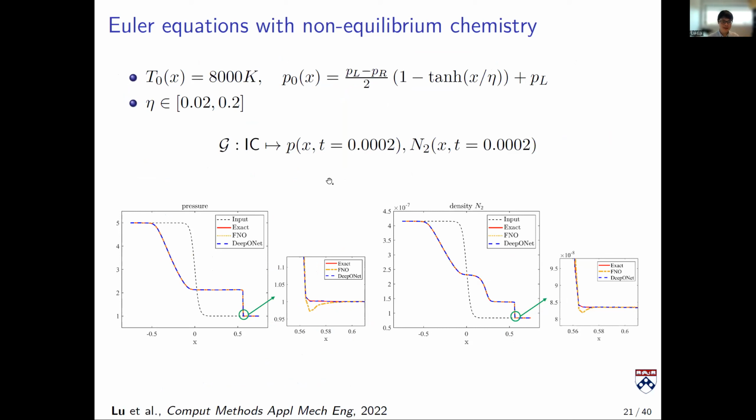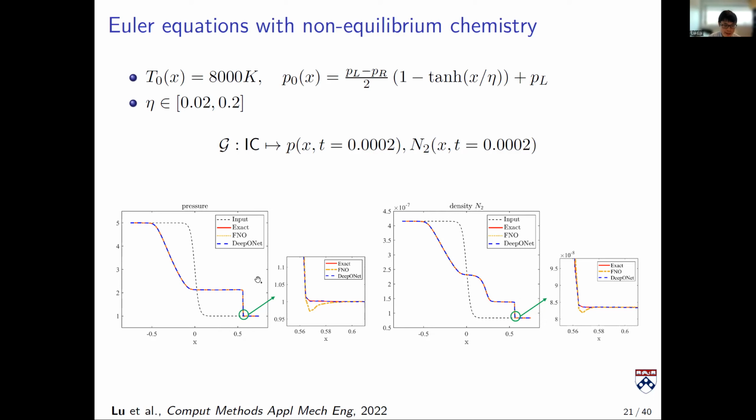So for this problem, let's look at a specific example. We have the initial condition of different pressure and a different density as the initial condition. Then we try to predict from the initial condition to the solution of pressure and also, for example, the density of N2 at t equal to 0.0002. So this is one example of the testing case. This dashed line is the initial condition of pressure and the initial condition of the density of N2. Then after the short time of t of 0.0002, you can see it generates a discontinuity here, or almost a discontinuity here, for both the pressure and the density, because it generates a shock.